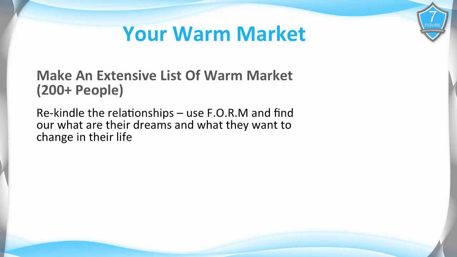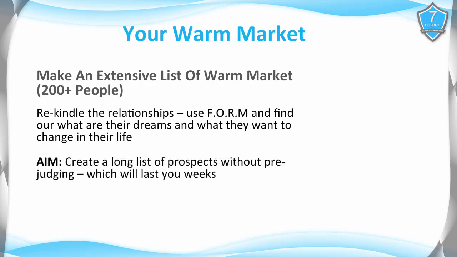The family, occupation, recreation, money acronym stands for you asking questions about those 4 areas of their life: family, occupation, recreation, money, and finding out what some of their current dreams and goals are, where they're at in their life, and what some of the reasons are that they want to change their life and how they want to change it, right? So you need to just rekindle some of those relationships.